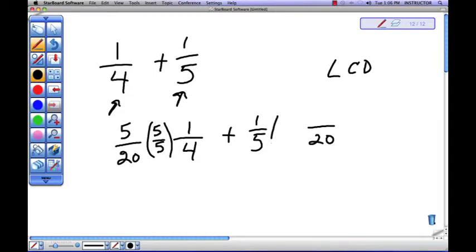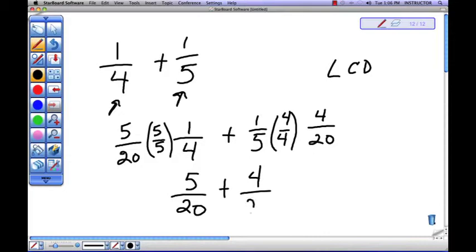And then I go over here. What did I do to 5 to turn it into 20? Well, I multiplied by 4. I've got to do the same thing to the top. So 4 times 1 is 4. So then we rewrite our new fractions down here, and we do that to keep us straight. So we have 5/20 plus 4/20 equals 9/20. And this cannot be reduced, and so we leave it as it is.